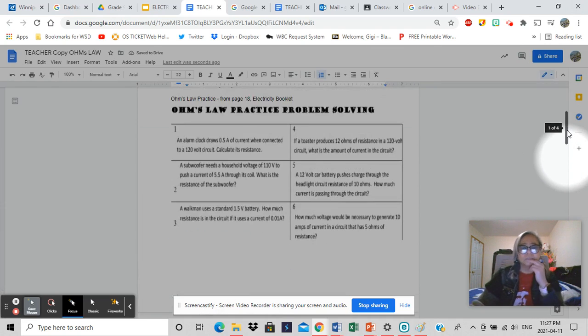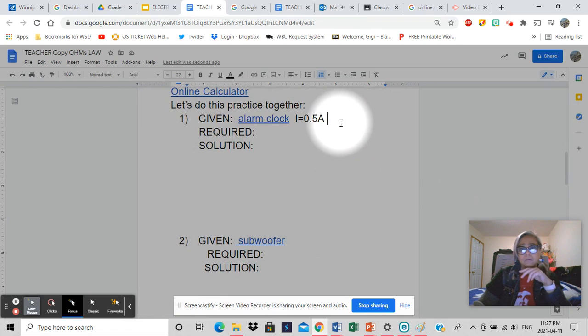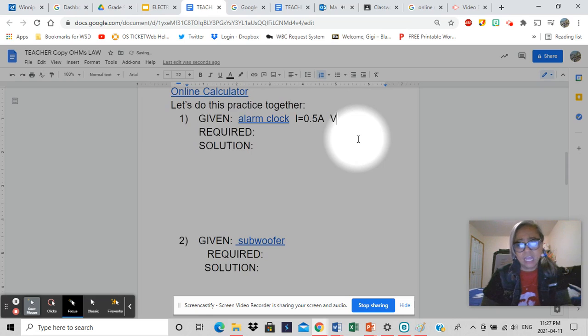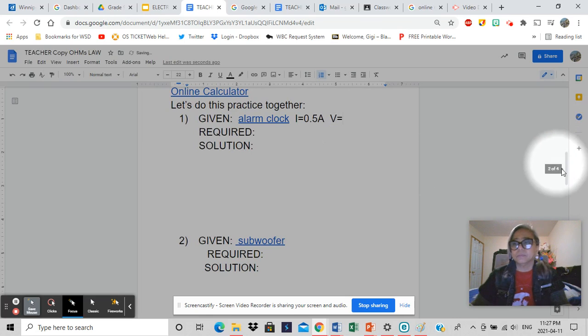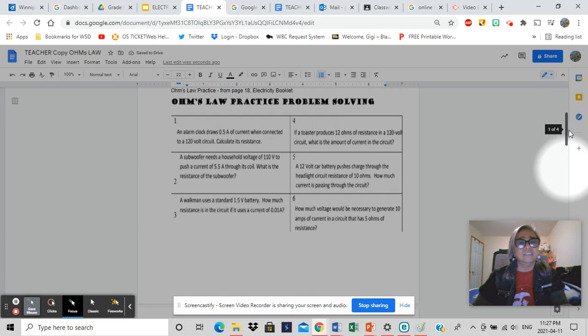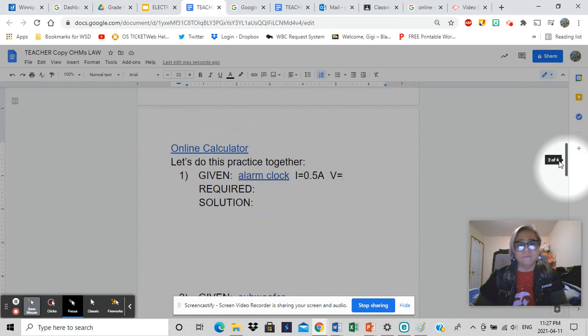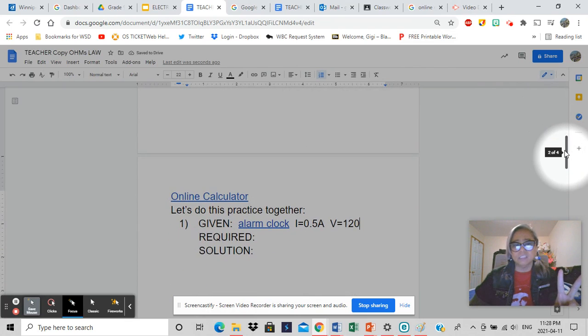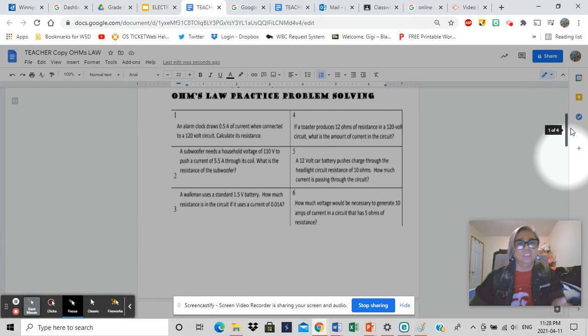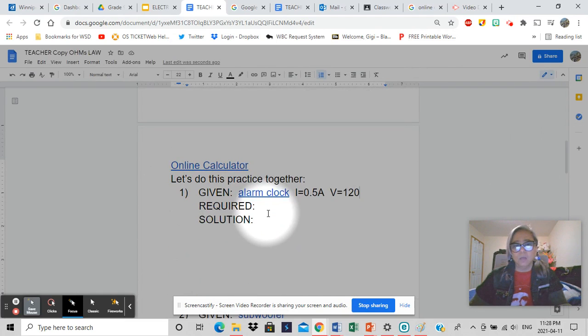What else? In the same problem, when connected to 120 volts, so volt, what is that? A unit of voltage. So this is also what is given here. V equals what again? It's 120 volts. So what else do we have here? Two are given, so what is required? Calculate its resistance. So required would be letter R.